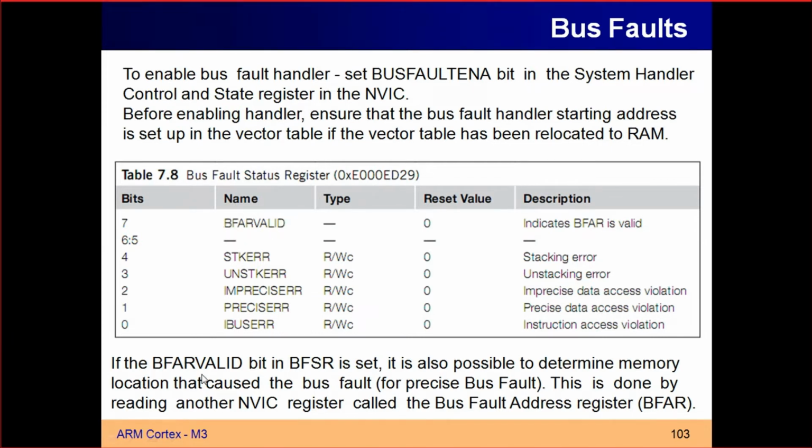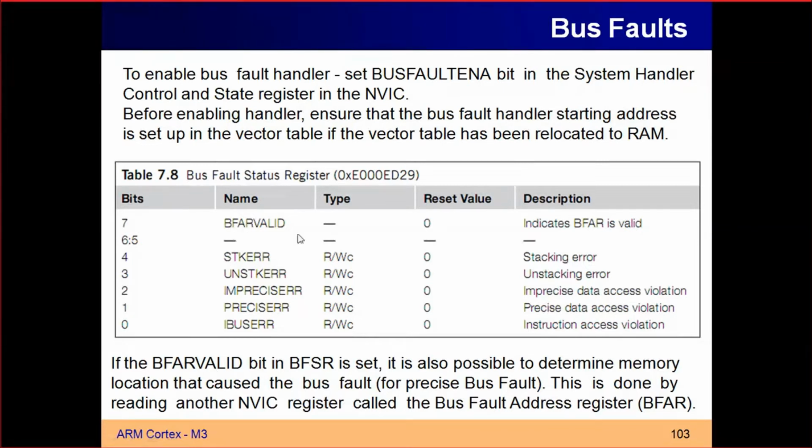What do you mean by that bit? BFAR valid. BFAR means bus fault address register valid. This bit is set when it is possible to read the memory location that caused the fault. Once a bus fault has occurred at a particular instruction location, if the processor is able to read the actual address where the bus fault has occurred, then BFAR valid will be set. That means bus fault address register valid will be set.